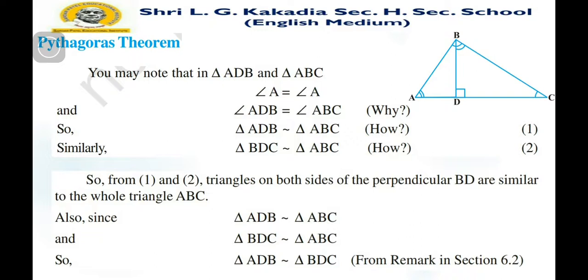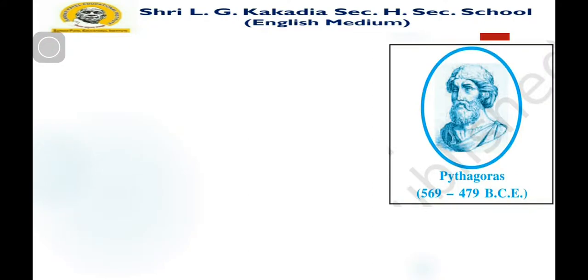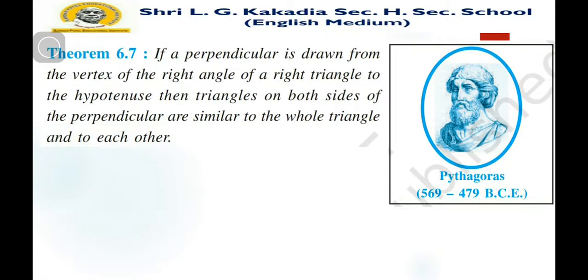So now, using this theory, we are going to prove the Pythagoras theorem. First, let us take the statement of the theorem. Here is a picture of Pythagoras. Now, the theory that we have derived, let us call it theorem number 6.7.